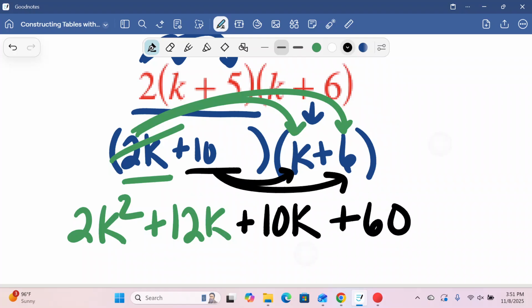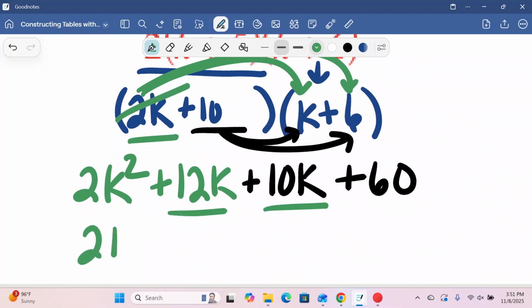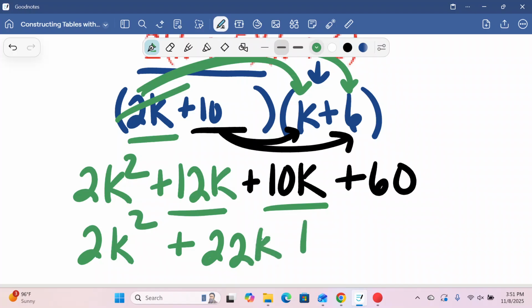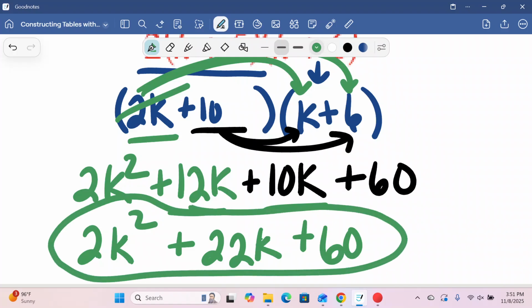The last step, what I'm going to do is I'm going to go ahead and combine like terms. I'm going to add the like terms. So I have 2k squared plus 12k and a 10k gives me a positive 22k. And then I just bring down the 60. So this is my quadratic right here. And this is my final answer.